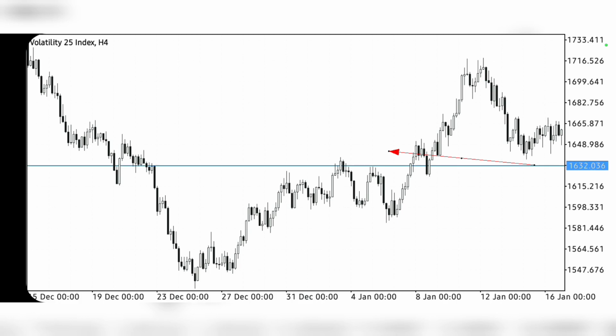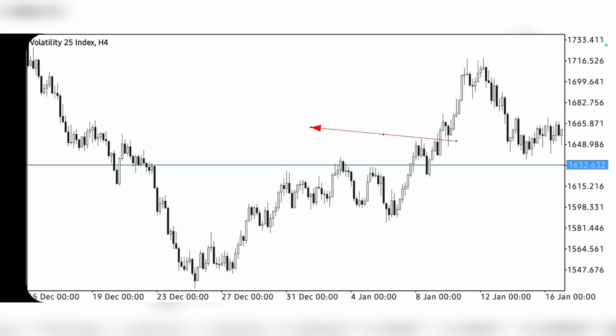And then we carefully mark out our minor structures, because it's going to serve as the entry confirmation when we get to a POI high. So all of this, they are called the minor structure.